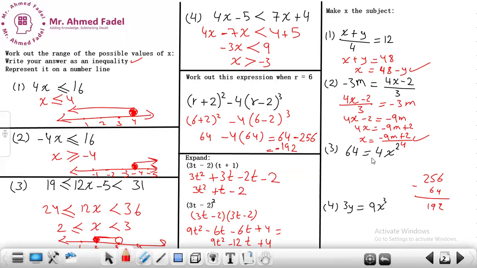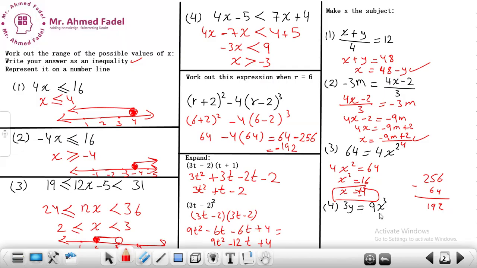Okay, mister, what about this one? Not a problem. Switch. X is squared. 4x squared equals 64. So x squared equals 64 divided by 4. You're going to find it 16. So x equals 4. Positive or negative 4, actually. We agreed square root of 16 is positive or negative 4.